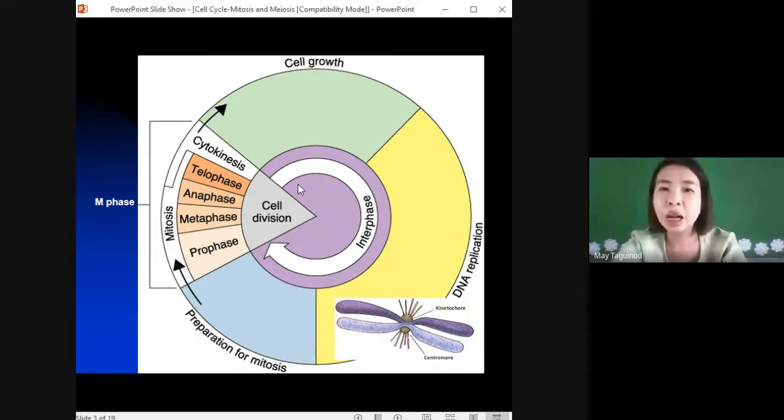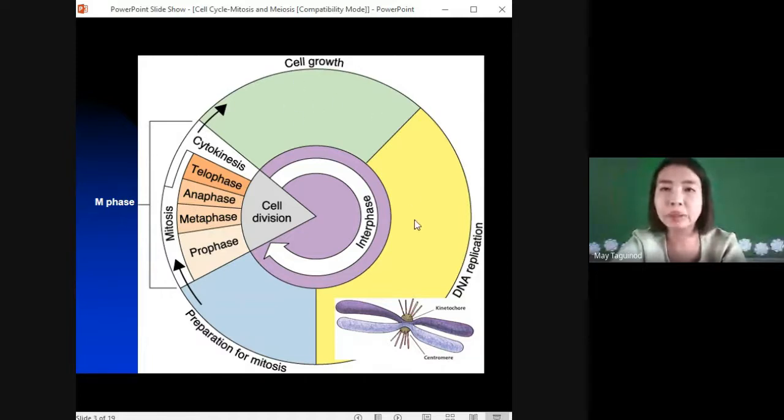We have the G1 phase or the growth 1 phase. In G1 phase, the cell increases in size. Remember, each new cell needs a complete set of organelles. That's why during G1 phase, the organelles need to double and increase in size. So basically, it is where the cell grows.